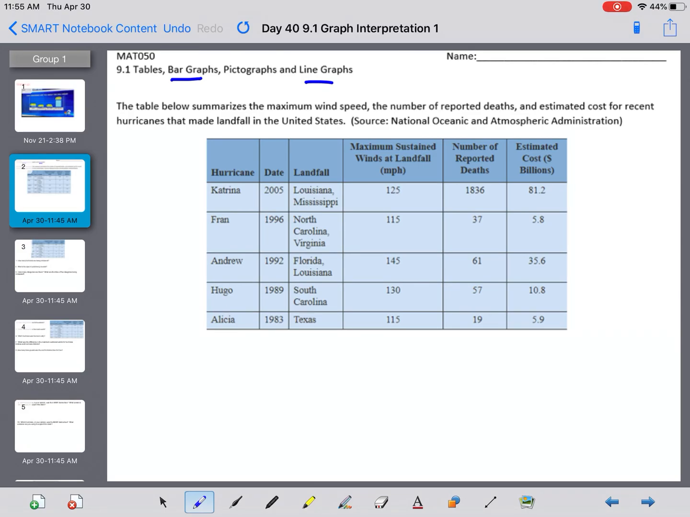This particular table is looking at some important information regarding particular hurricanes that have hit in the last 30 or 40 years or so. So take a moment and go through it, look at the categories, look at some of the numbers, and if you can, start to formulate some questions that could be asked about this particular set of data.